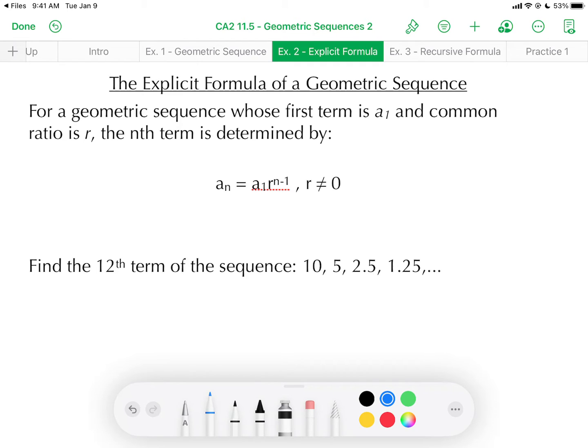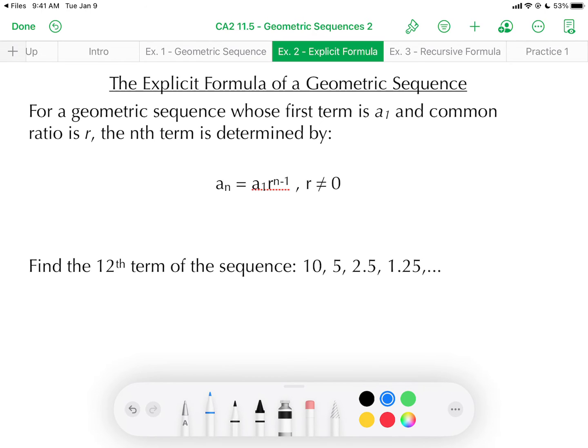This is the same idea of how we came up with the explicit formula for an arithmetic sequence. We took the first term and we added to it a factor of the common difference that was one less than the number term you were trying to find. It's the same thing here. We're taking the first term, we're multiplying it by r raised to a power that's one less than the term we're trying to find. Okay?